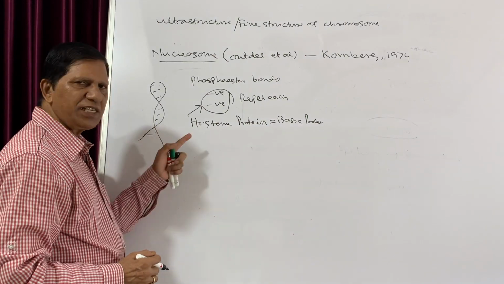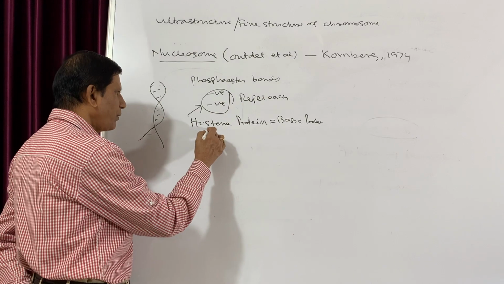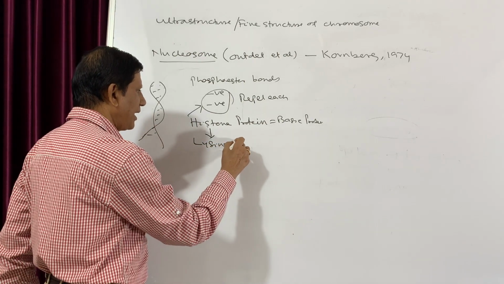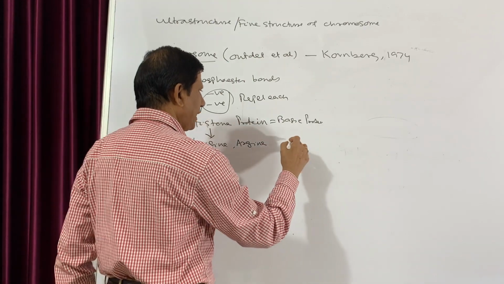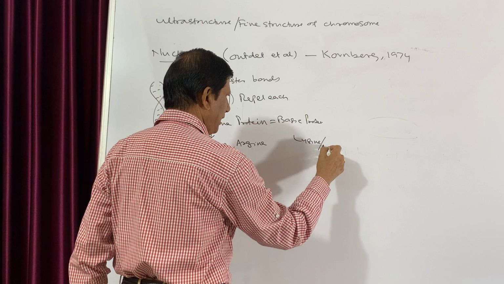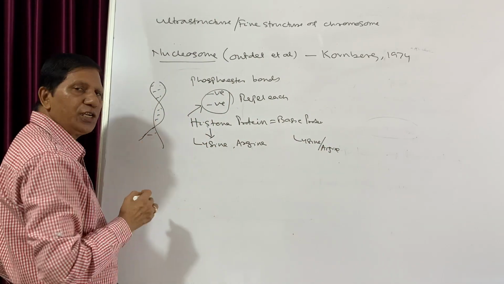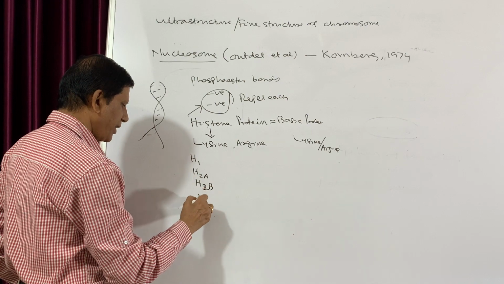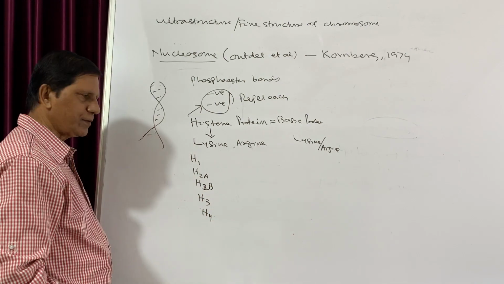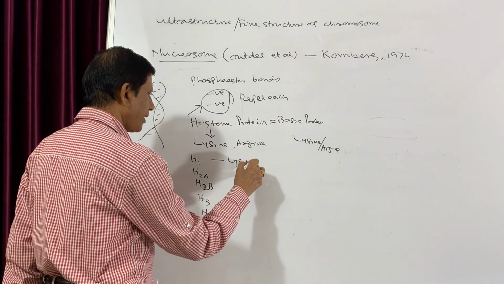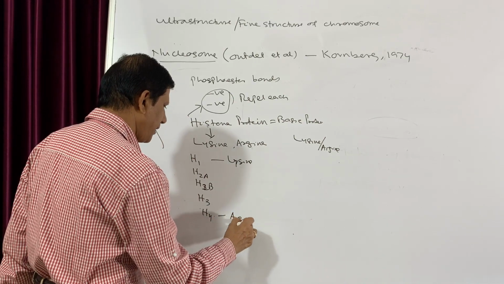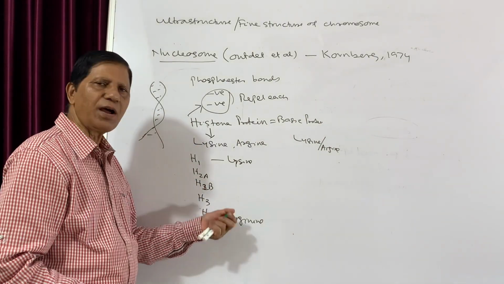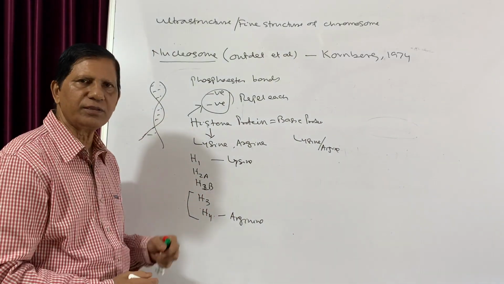The histone proteins, basic proteins having positive charge, are usually abundant in basic amino acids like lysine and arginine. And depending upon the ratio between lysine and arginine, the histone proteins are of 5 types: H1, H2A, H2B, H3 and H4. H1 is rich in lysine, while H4 is more rich in arginine. In all cases both lysine and arginine are there, but in H1 there is more lysine, while in H4 there is more arginine. And these two are much more conserved than the other ones.